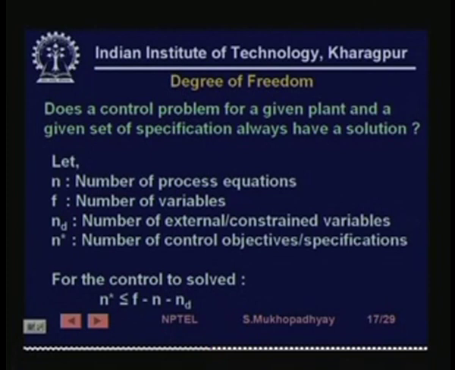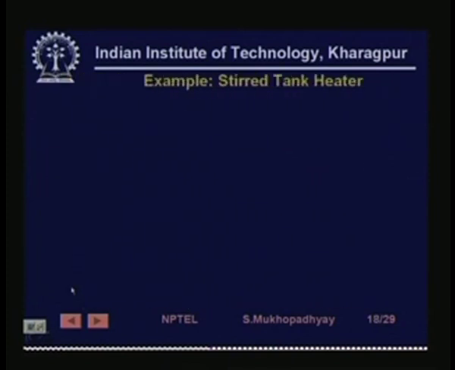So the remaining degrees of freedom are f minus n minus nd, and that must be greater than the number of control objectives. If the number of control objectives is equal to that, then you will get a unique solution to the control problem. If it is more than that, then you cannot satisfy it, because you have more equations than unknowns, and if it is less than that, then you have some further chance of optimization, that you can actually bring in some more objectives.